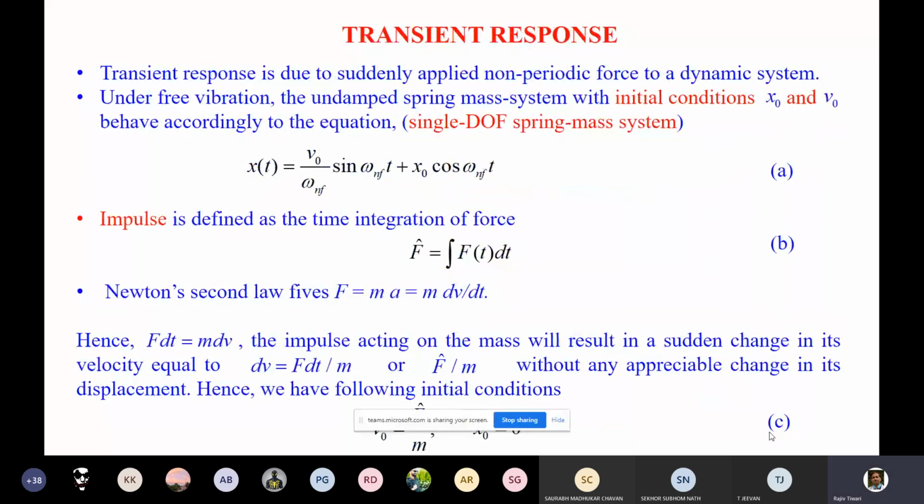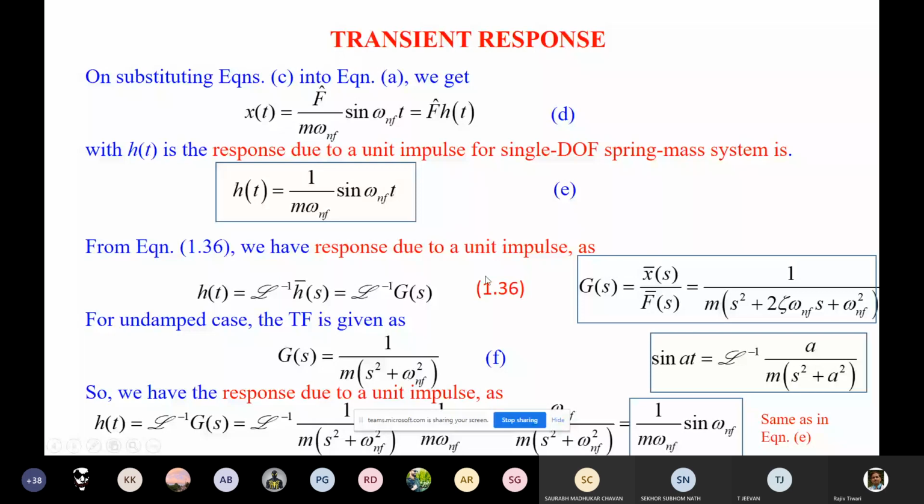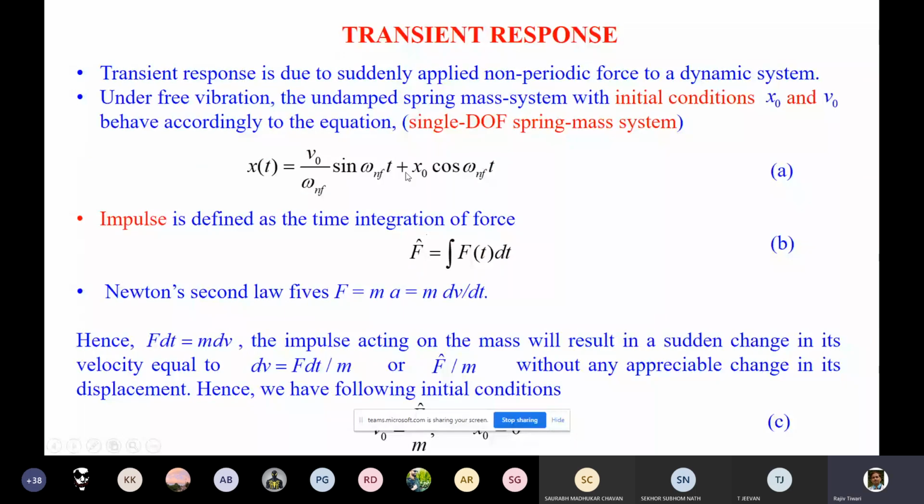So, okay, in the previous slide, if I put the boundary condition x0 = 0, that means this term will not be there. V0 is F cap by m. So this is the term in the next slide: F bar by m omega n.